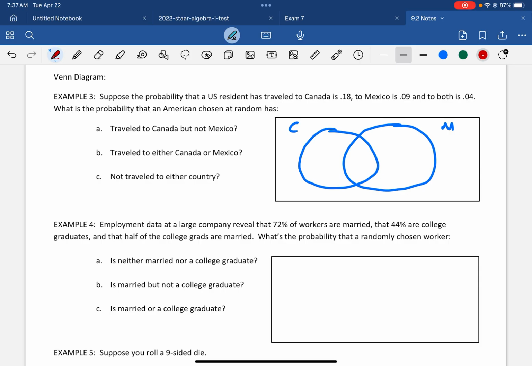All right. Always start with the intersection. Both Canada and Mexico, 0.04. All right. Canada only, so we can get 0.18 minus 0.04 gives us 0.14. Mexico only, 0.09 minus 0.04 gives us 0.05. And then neither is whatever's left over. So 1 minus 0.14 minus 0.04 minus 0.05 gives us 0.77. Okay.